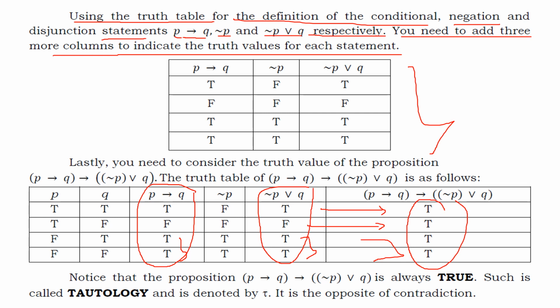Such a proposition is called a tautology and is denoted by R, or as you can see, a small sigma, a Greek letter. It is the opposite of a contradiction, because a contradiction is a proposition that is always false. Now, a tautology is a proposition that is always true. So in mathematical logic, a tautology is a formula or assertion that is true in every possible interpretation. So there is no way that a tautology is a false statement.